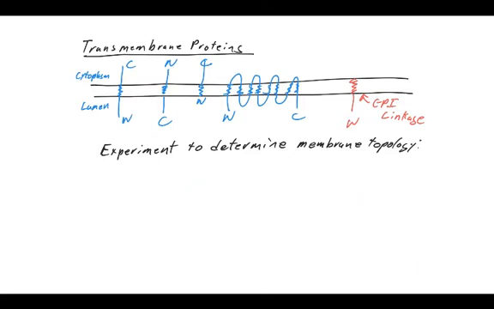Now, the second type of assay would involve tagging the protein with an enzyme. And I'll show you why that's useful. And for this example, I'm going to use alkaline phosphatase.